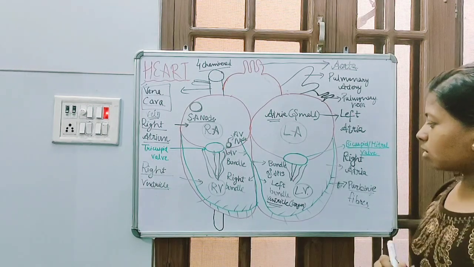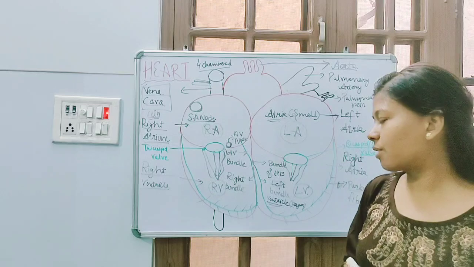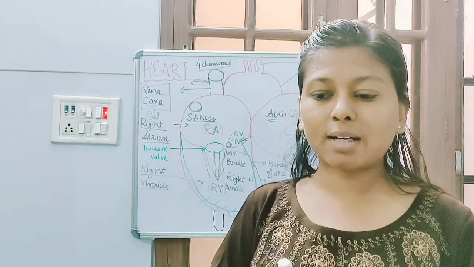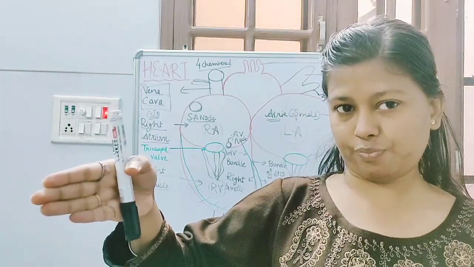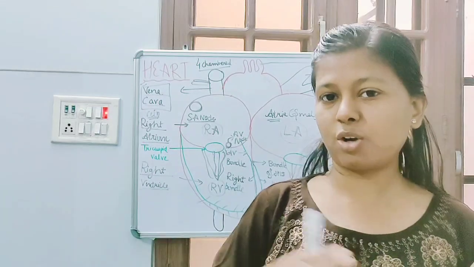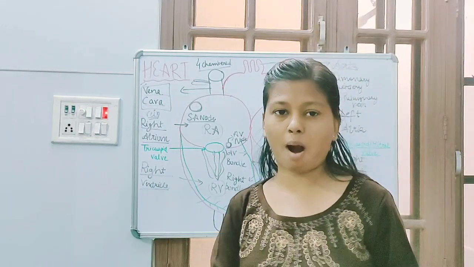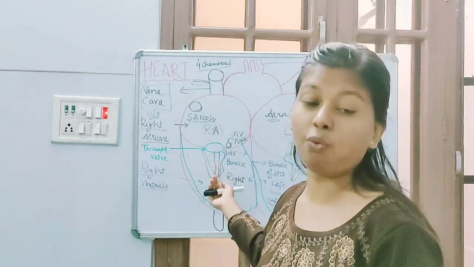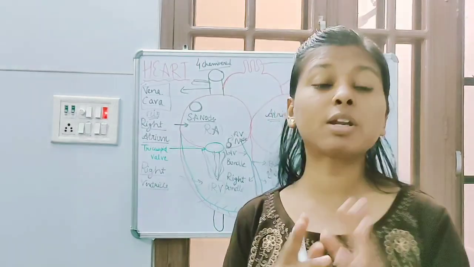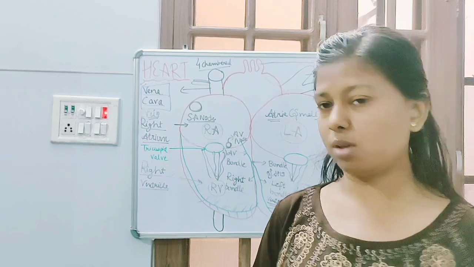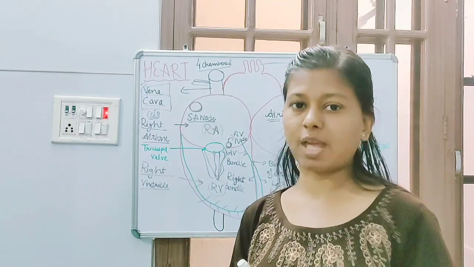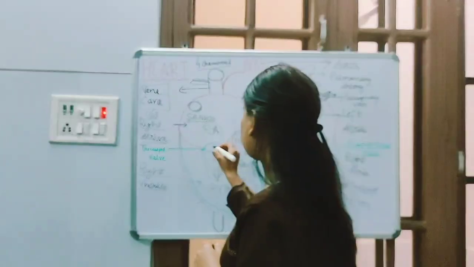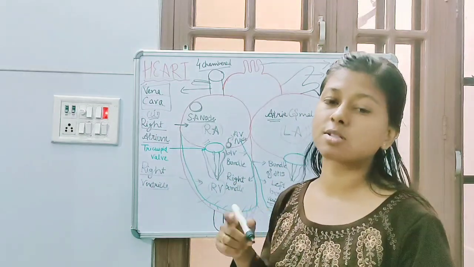And there are many valves. Valves are present to prevent backflow and to direct the blood flow in one direction, from atria to ventricle and ventricle to body parts. There are three types of valves. The tricuspid valve is present between the right atrium and right ventricle.